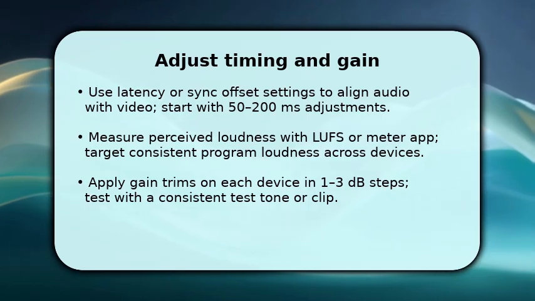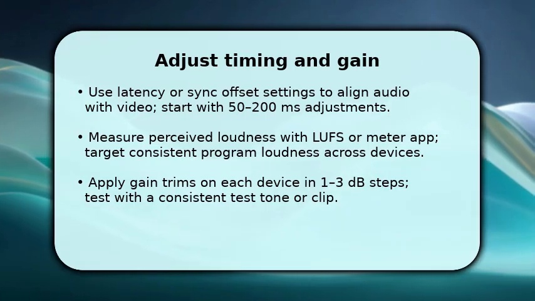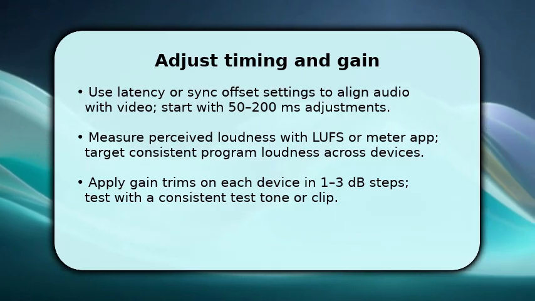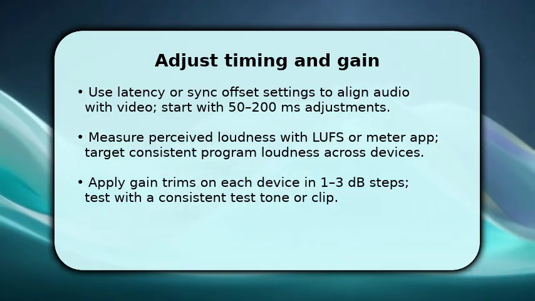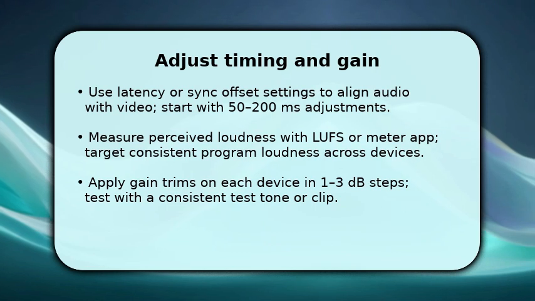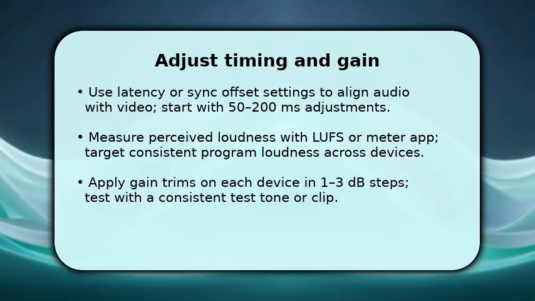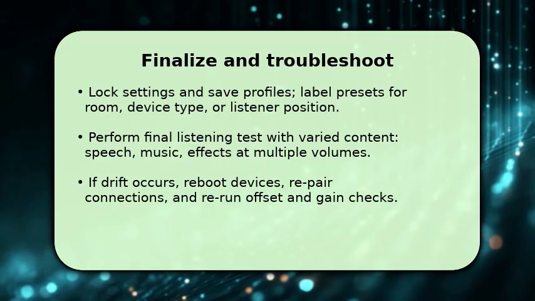Next, measure perceived loudness with a LUFS meter or a reliable level app, because matching peak numbers doesn't equal perceived parity. Aim for consistent program loudness across devices, then apply small gain trims of 1 to 3 decibels per device while playing a reference clip. Make sure to recheck timing after you finish by locking your configuration and validating with a final, varied listening test.